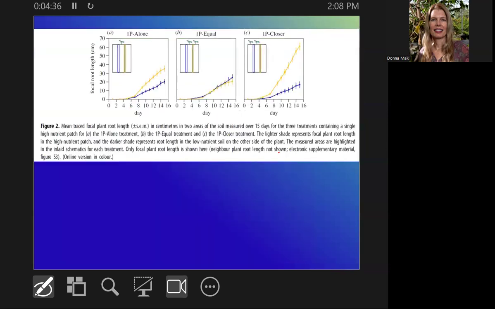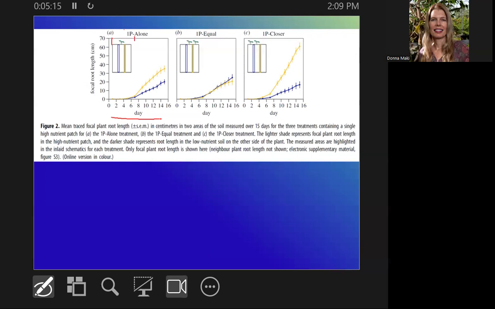All right, so 1P alone, so that means you just have this one sunflower plant, and the yellow outline to the right is the better nutrient patch. They were measuring root length on the graph here, graphing it out as it grew from day 0 to day 16. And you can see, what does it look like it's doing? Is it favoring growing toward the nutrient patch or the kind of wimpy nutrient patch? They have it color coded. Can you see that?